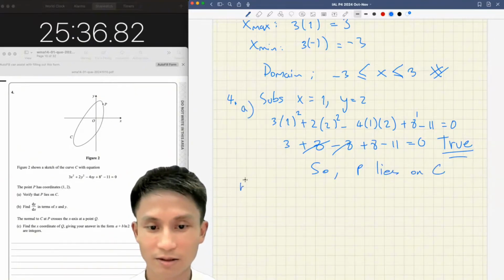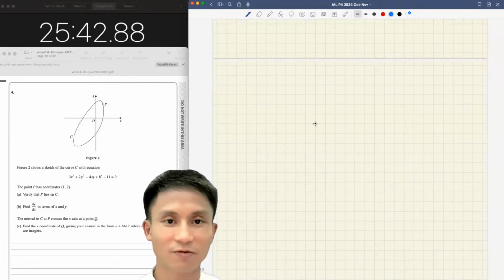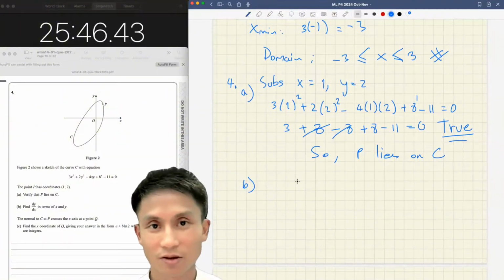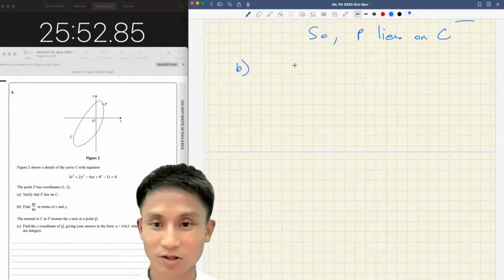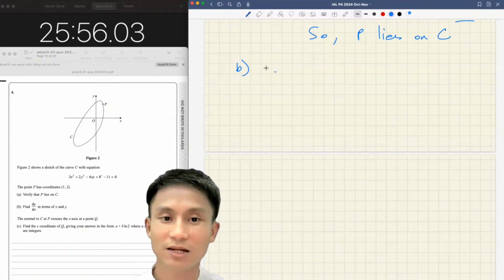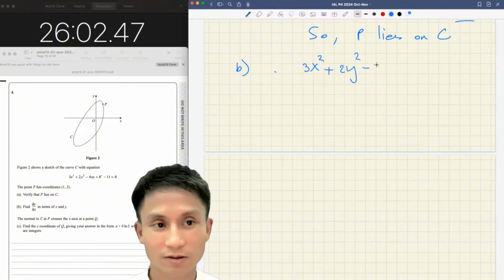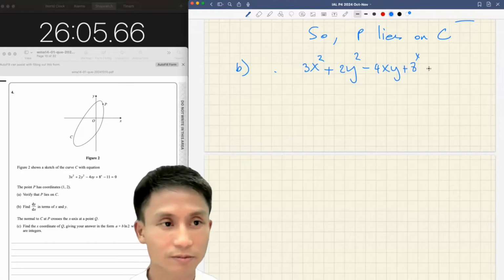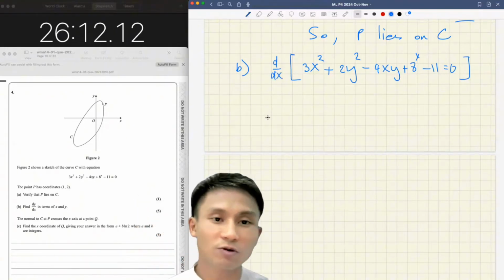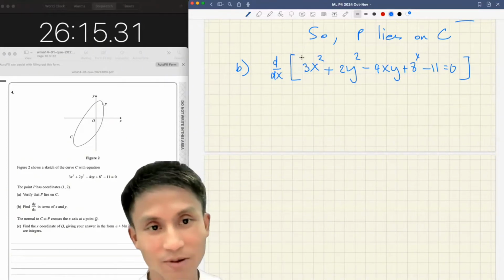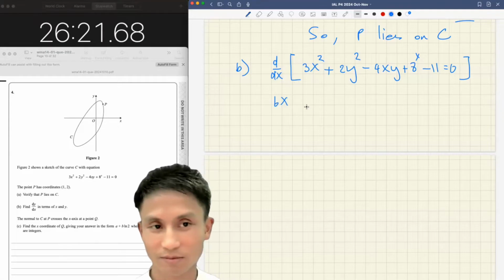That's part A done. Part B, find dy by dx in terms of x and y. So this is implicit differentiation, guys. You've got to differentiate the whole equation without caring much about rearranging. So we're going to differentiate d by dx of the entire equation. Let me write that down. Okay, so just repeating everything here. So we are applying the operation d by dx, differentiating with respect to x, for all the terms. If we apply d by dx to the first term, we get 6x.